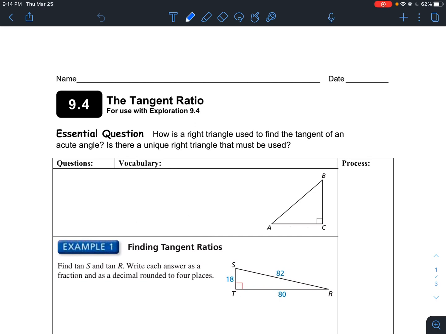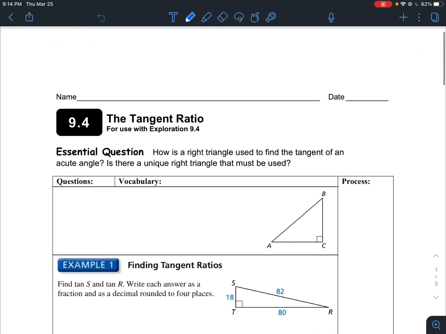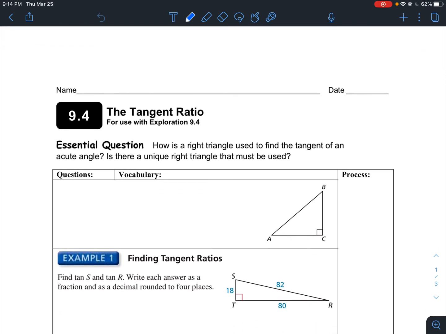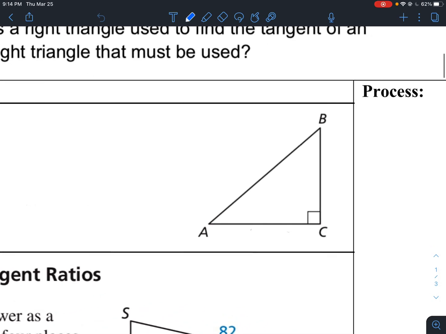Now we're going to learn about some trigonometric functions. So we'll be introduced to some new words today. But let's analyze this triangle that we have right here. It's a right triangle, and we know that because we have this right here indicating it's a 90-degree angle.